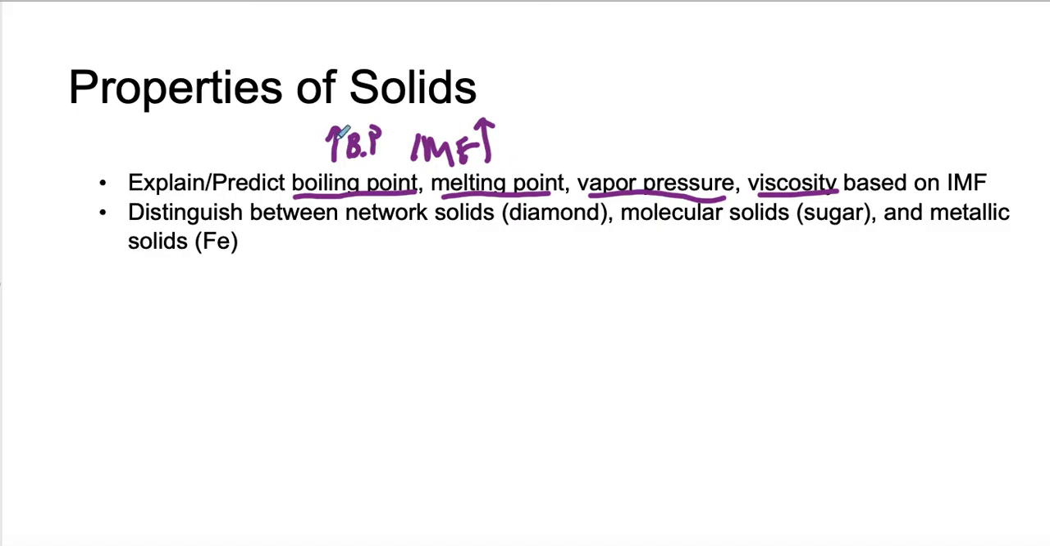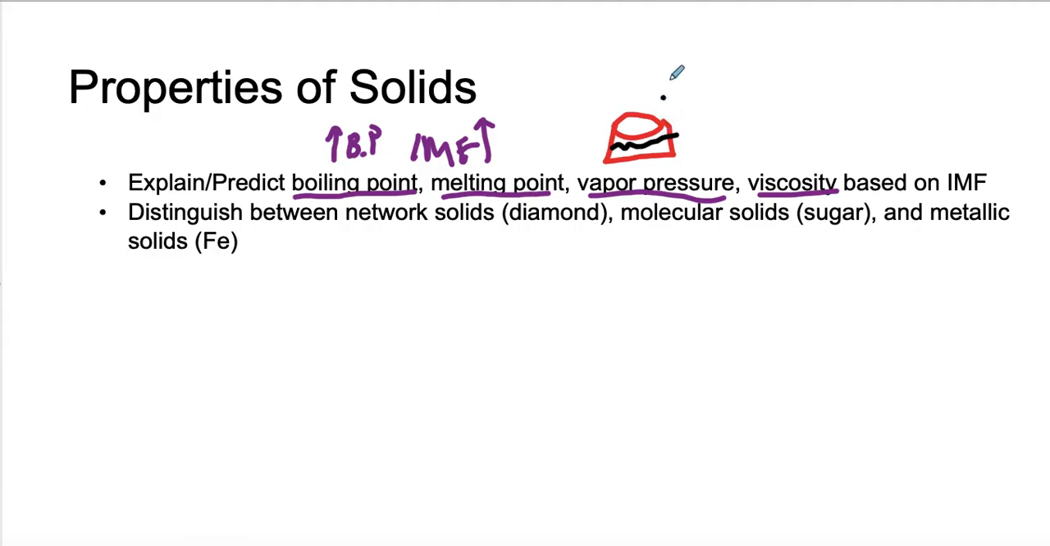The stronger the IMF, the higher the boiling point. The weaker the IMF, the lower the boiling point. So you can predict based on their IMF. If you're trying to compare two molecules, which one has more IMF? That's the one that's going to have the higher melting or boiling point. Vapor pressure is this idea of a liquid that is going to be released. Let's say we have a beaker. Inside of that beaker, we have a liquid.